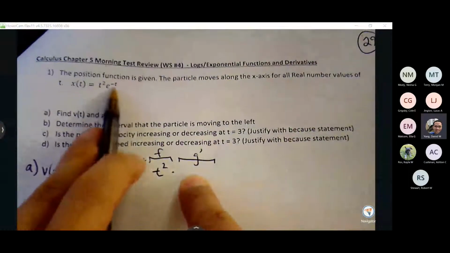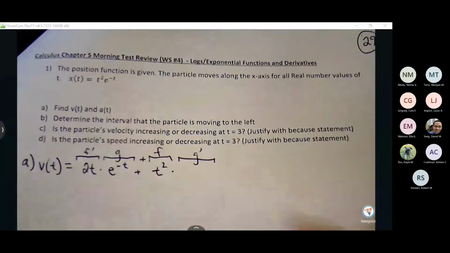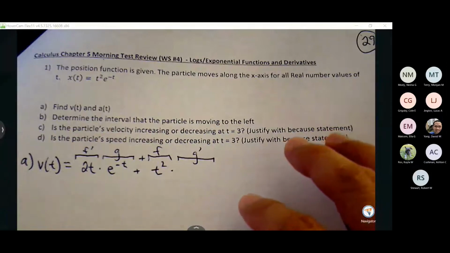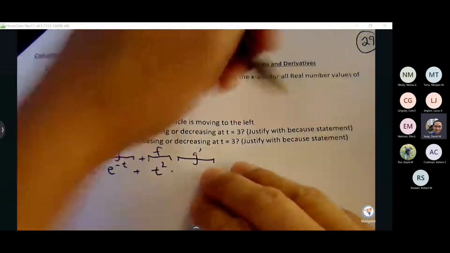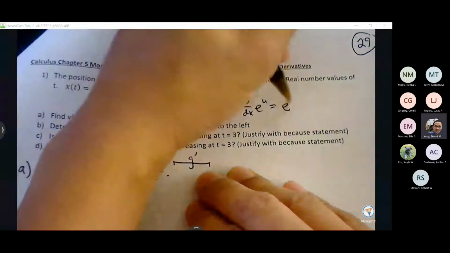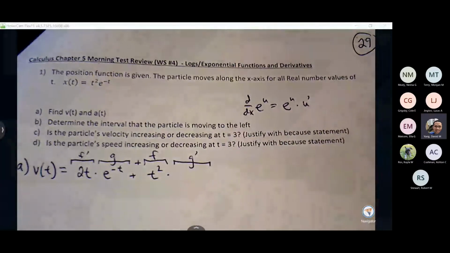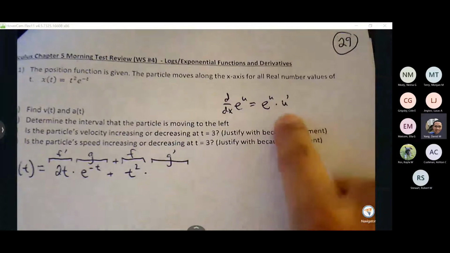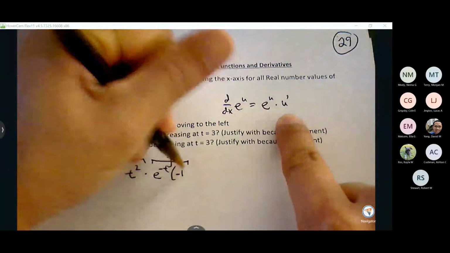G prime, what's e to the negative t's derivative? E to the negative t and then times... times what? u prime over u? Not u prime over u. Yeah, so the derivative of e to the u is just e to the u times u prime. Oh yeah, u prime over u is just for natural log. Right, remember this rule? Okay, so e to the negative t times negative 1.